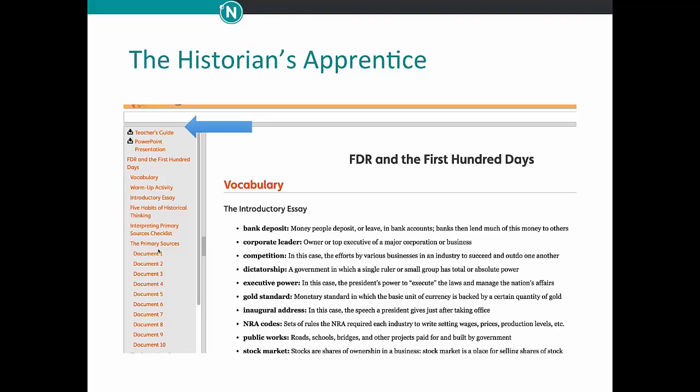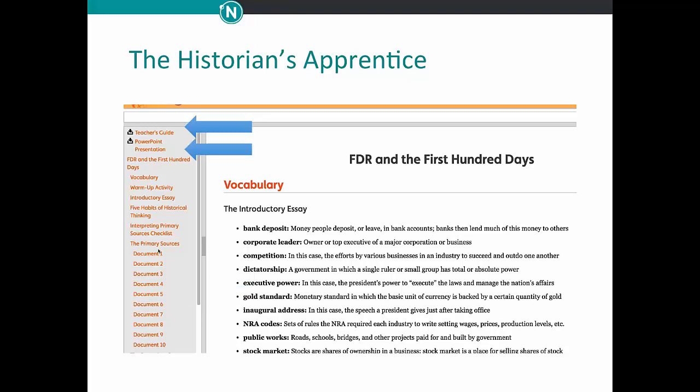So the teacher's guide is very, very essential to this. It gives you, as the teacher, lesson plan tips, different ideas about how to utilize this program in the classroom, all kinds of different information, which is very good for you to use.